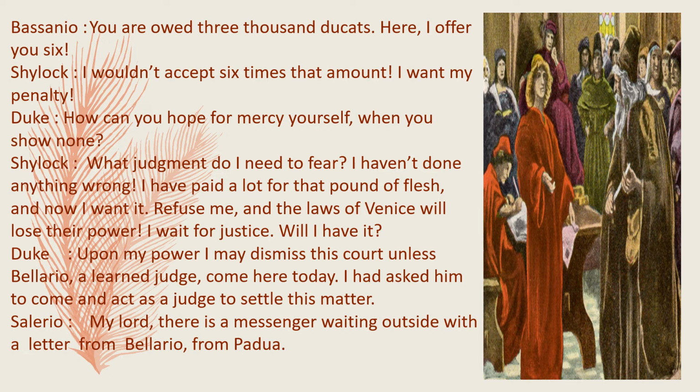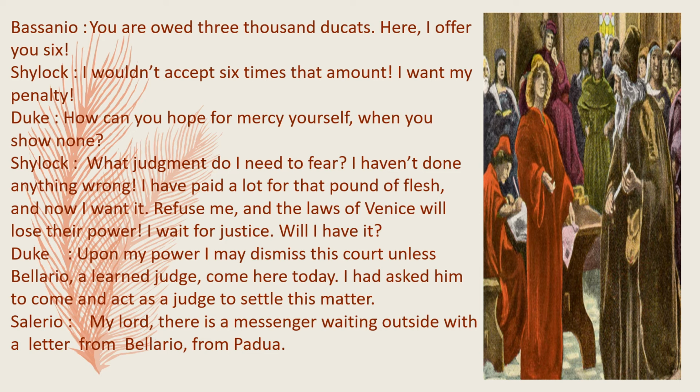Hearing the words of Antonio, Bassanio makes a last attempt to convince Shylock. He says, you are owed 3,000 ducats, but I am ready to give you double the amount, that is 6,000 ducats. Shylock replies, I would not accept 6 times that amount. I want my penalty. I will not accept any money, even if you multiply it six times. I just need the forfeiture of my bond.